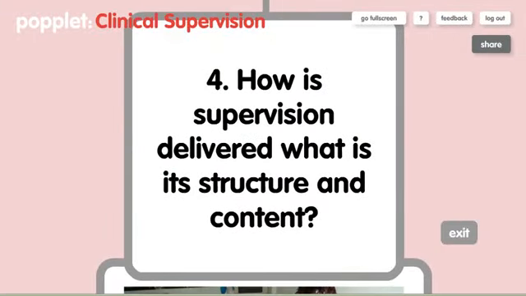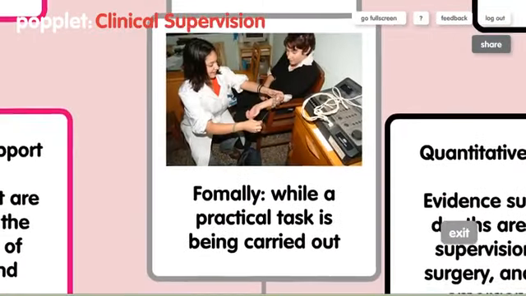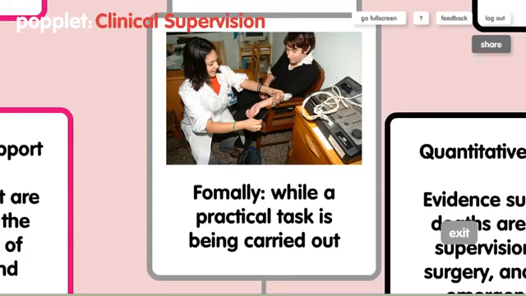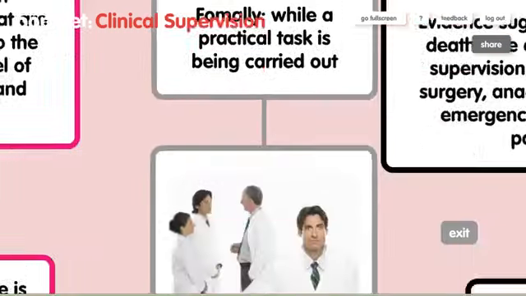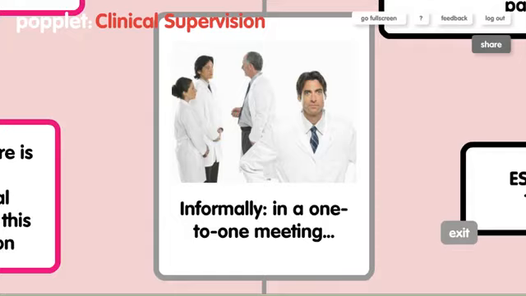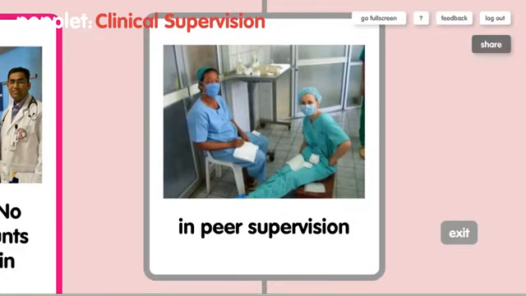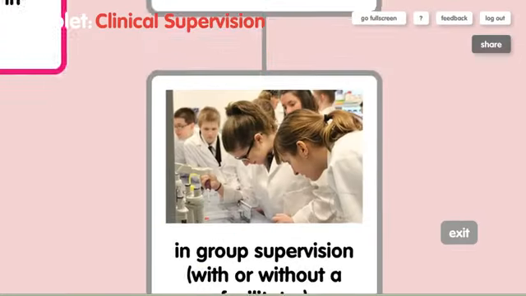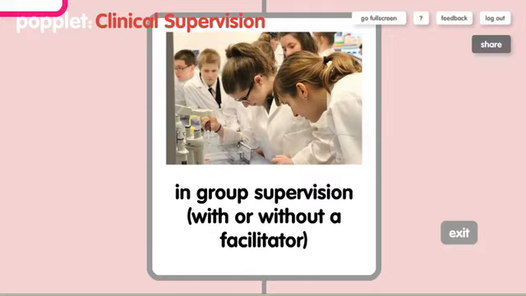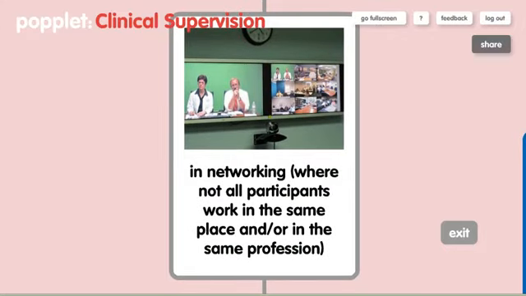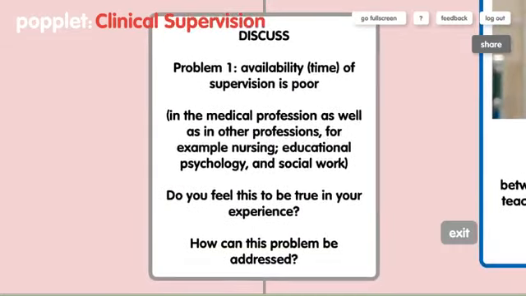How is supervision delivered, and what is its structure and content? Well, formally, while a practice task is being carried out, or informally in one-to-one meetings, or perhaps in peer supervision, in group supervision with or without a facilitator, in networking, where not all participants work in the same place or in the same profession.